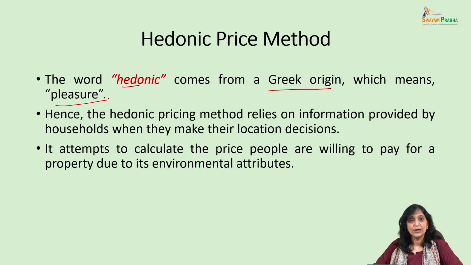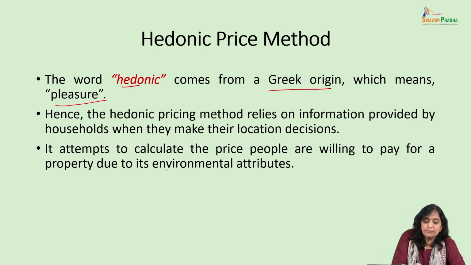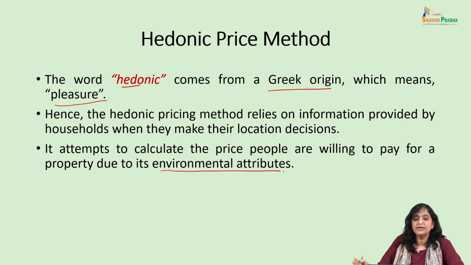Therefore, what the hedonic price method is attempting to do is calculate the price people are willing to pay for a property due to its environmental attributes. That is, apart from the other attributes which a rational person considers when buying a house, this method also attempts to calculate how much people are willing to pay.